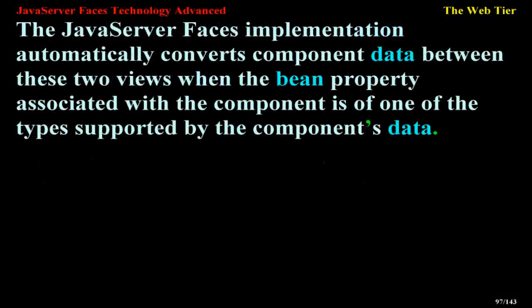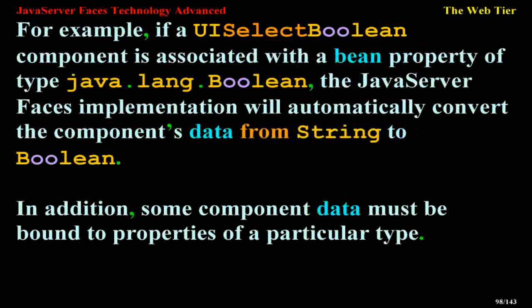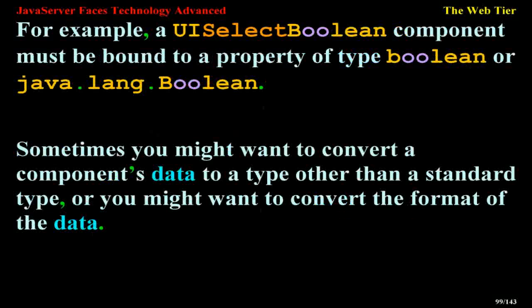The JavaServer Faces implementation automatically converts component data between these 2 views when the bean property associated with the component is of one of the types supported by the component's data. For example, if a SelectBoolean component is associated with a bean property of type java.lang.Boolean, the JavaServer Faces implementation will automatically convert the component's data from String to Boolean. In addition, some component data must be bound to properties of a particular type. For example, a SelectBoolean component must be bound to a property of type boolean or java.lang.Boolean.